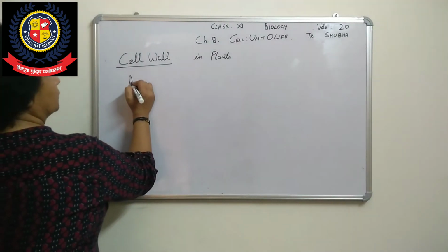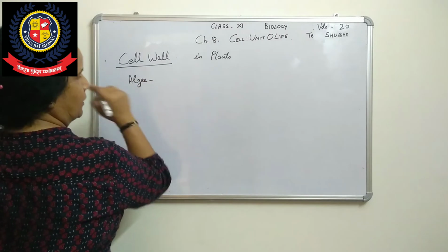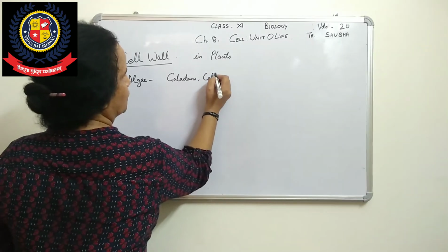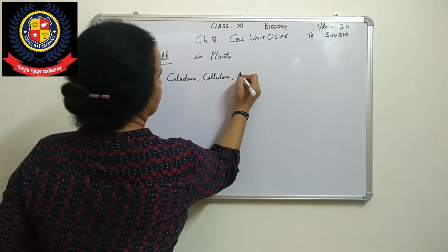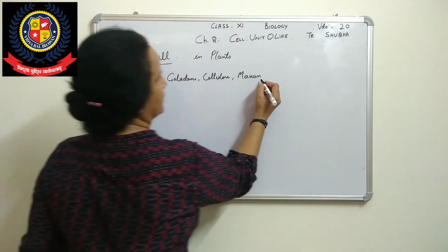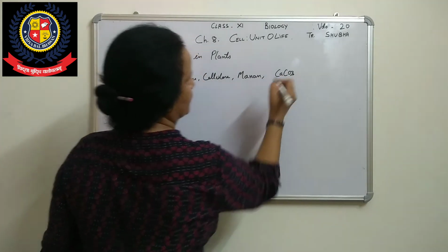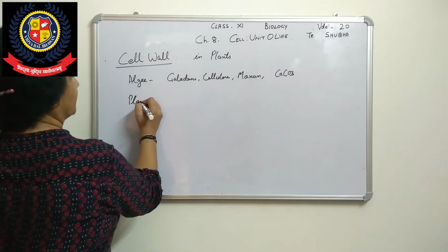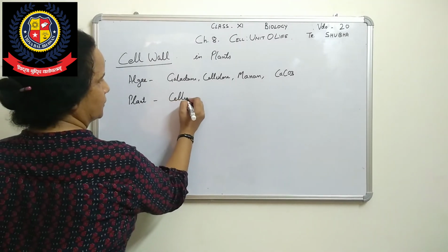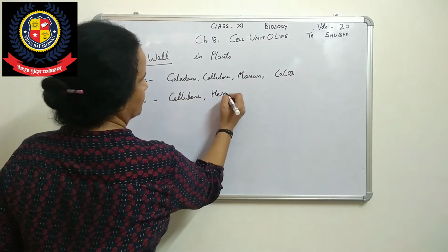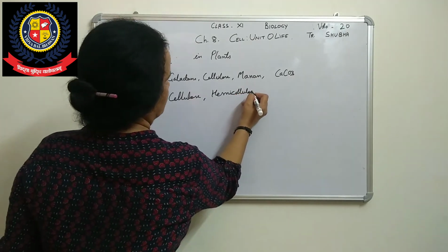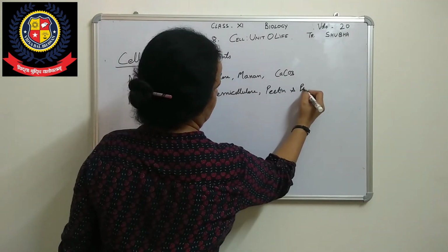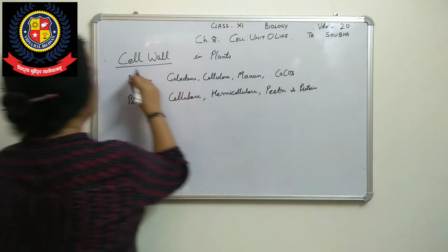In algae, the cell wall is made up of galactans, cellulose, mannans, and some minerals like calcium carbonate. When we talk about other plants, then the cell wall is made up of cellulose, hemicellulose, and pectin, and some protein also. These are the chemical composition of the cell wall.